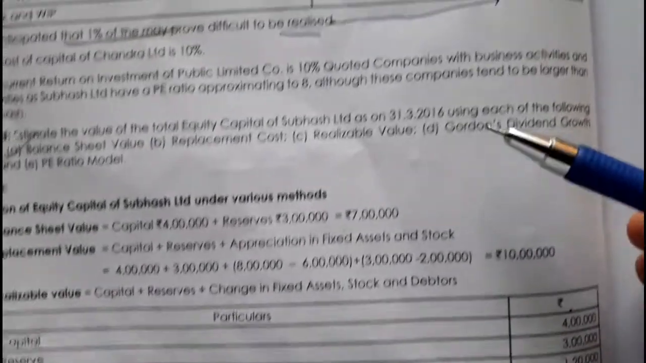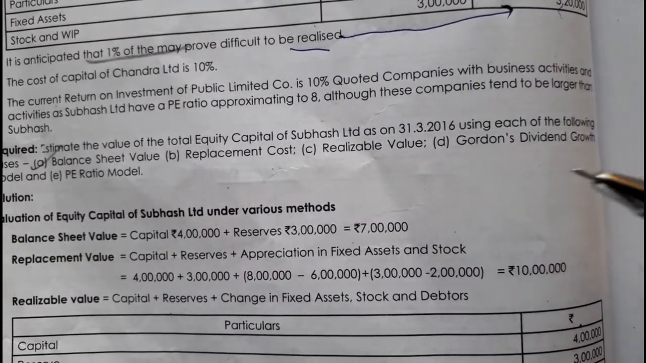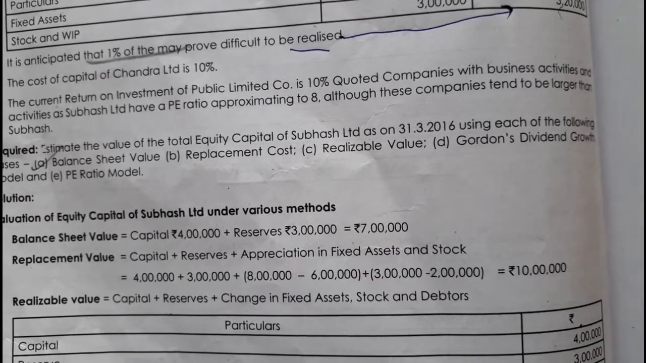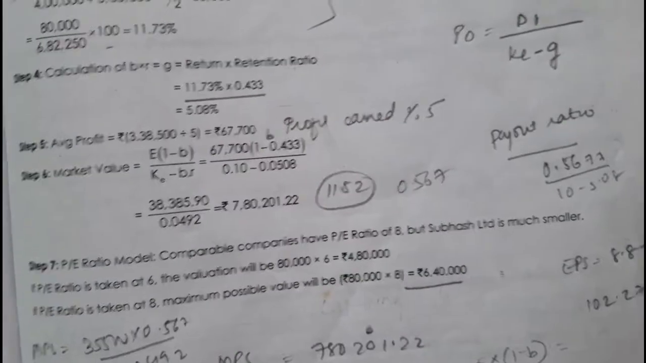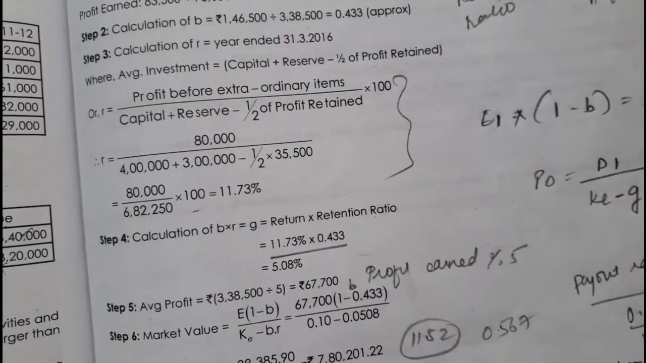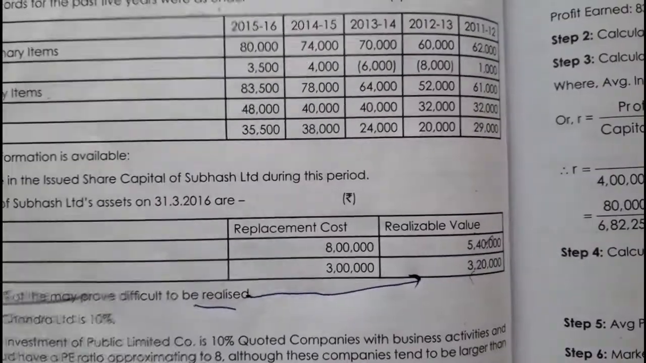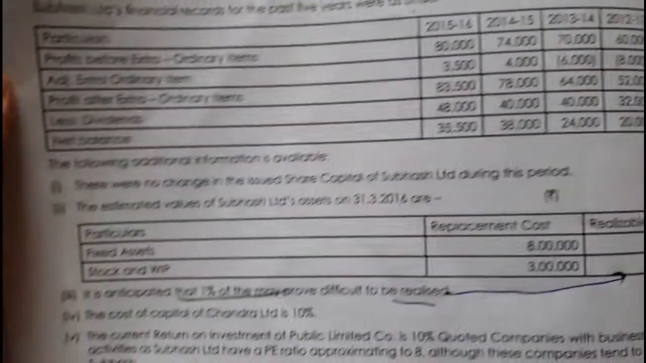Now the fourth point, they have asked to find the equity value through Gordon's dividend growth model. We know what Gordon's dividend growth model is. The formula is P0 is equal to D1 upon KE minus G. So let's see whether they have given all the required things for the solution or not. So we have to find D1, that is the dividend.